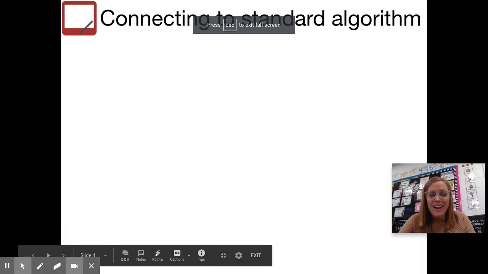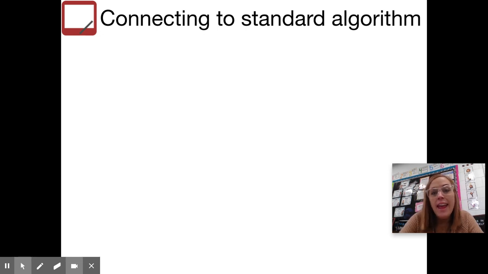All right, let's go ahead and get started with today's math lesson. As you know, we've been doing the box method, as I like to call it, to solve two-digit by two-digit multiplication problems. Today, I'm going to show you what happens if we have a two-digit by a three-digit, okay? And then we're going to talk about connecting that with the standard algorithm a little bit.